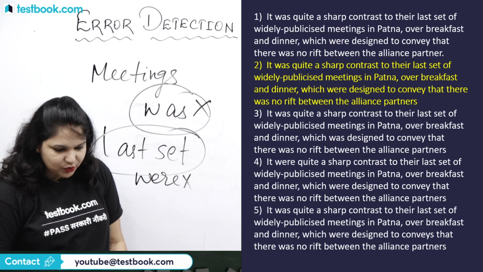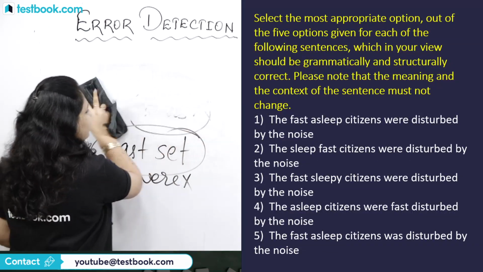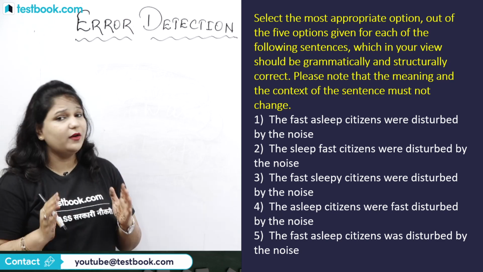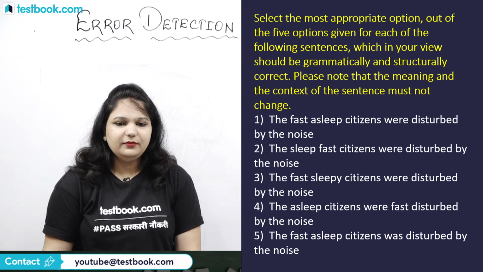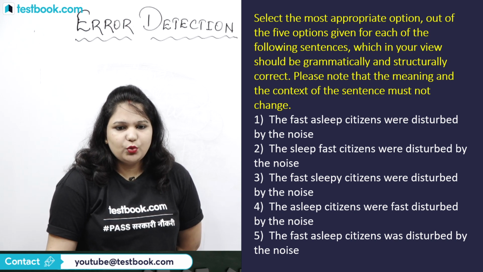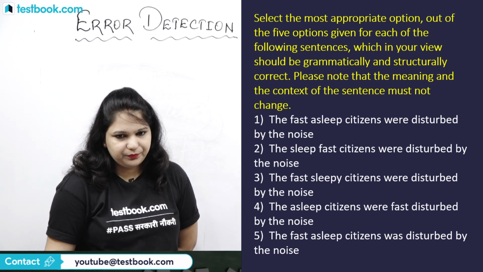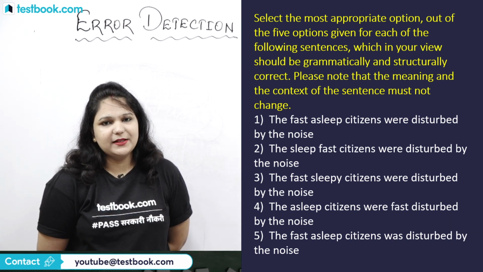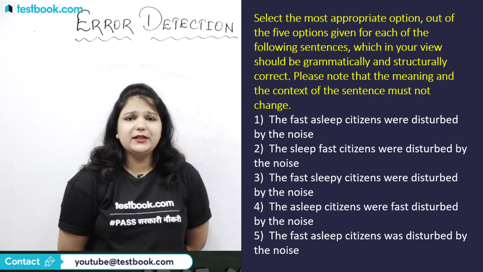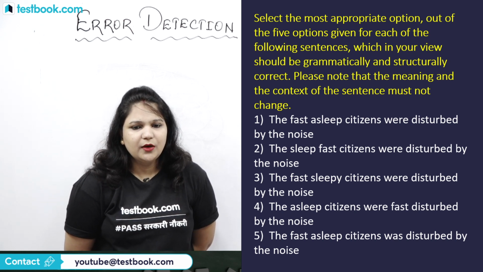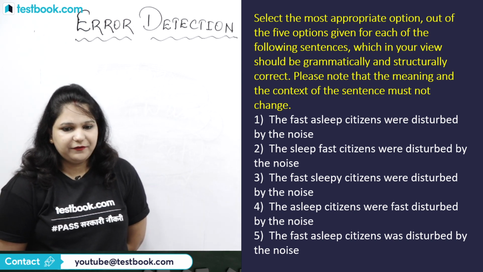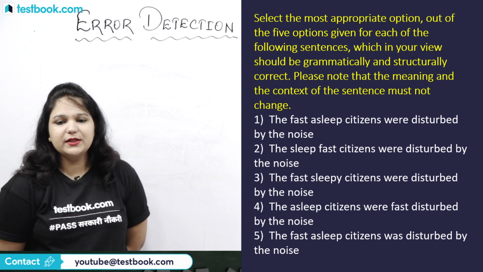Moving ahead, we can have the next question on your screen, guys. I believe all of you are writing the rules or making notes of what we are discussing right now. The next question is there. The fast asleep citizens were disturbed by the noise. The second says sleep fast citizens, then the later part of the sentence is the same. The third says fast sleepy citizens, then the later part is the same. The fourth says the asleep citizens were fast disturbed by the noise. And the fifth says the fast asleep citizens was disturbed by the noise.